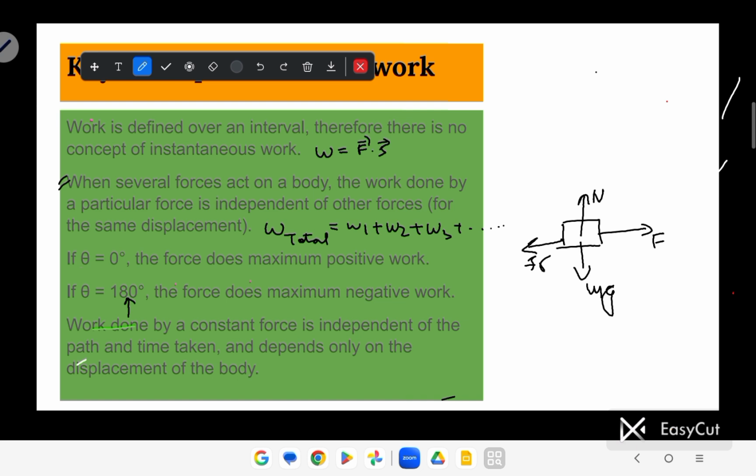Now the third one, the conditions for maximum and minimum work done. The force does maximum positive work. It depends upon the formula, which is F s cos theta. When a force and a displacement are in the same direction, theta is equal to 0, like pushing a trolley forward. Second case, when theta is equal to 180 degrees, we have already discussed, like friction acting in the opposite direction. I hope students you have got this.